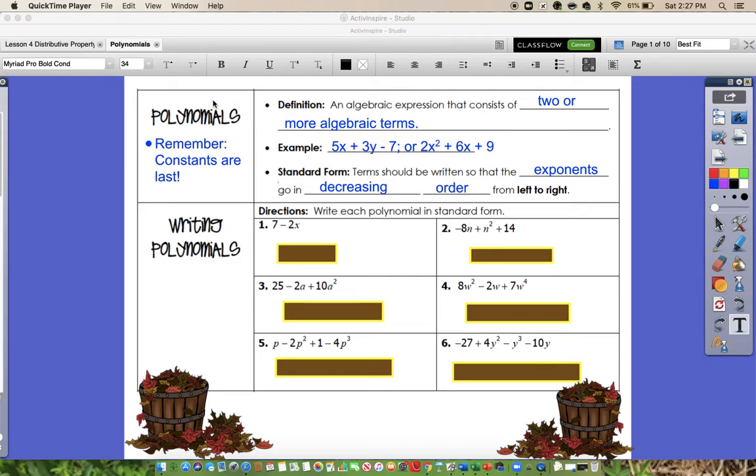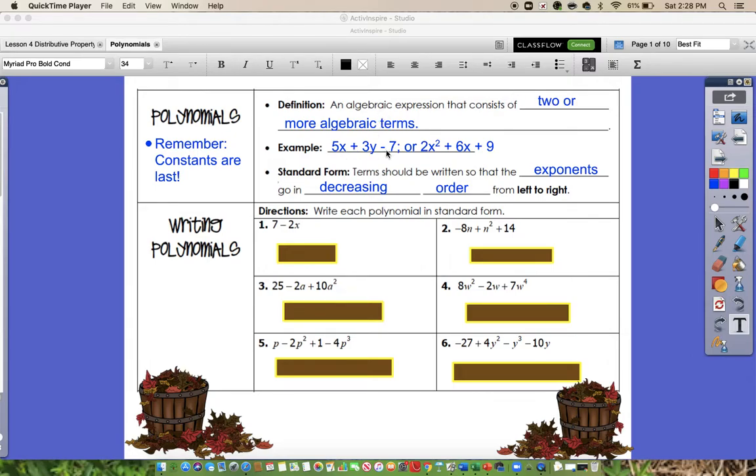All right, guys, so our lesson today is on polynomials. So this is another word that you can say to your friends to make you sound super smart. You can say, today I worked with polynomials in compacted. Pretty much, polynomials are just expressions. It's an expression that has two or more terms.